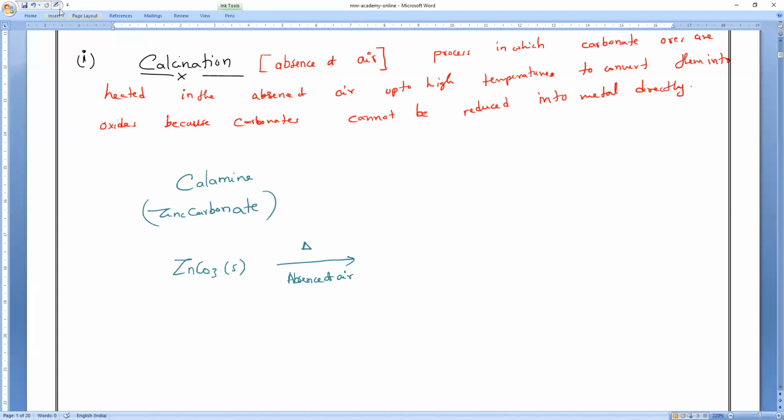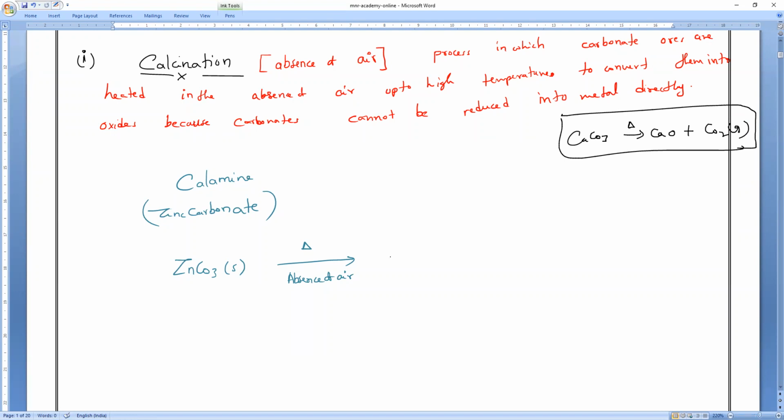Heat it now. Decomposition reaction. You are studying chapter 1 and still you are not able to say decomposition reaction. ZnCO3 we can make like CaCO3. CaCO3, you heat it, what will happen? You will get CaO plus CO2. Am I right or wrong? Calcium carbonate decomposition reaction. Similar way here.